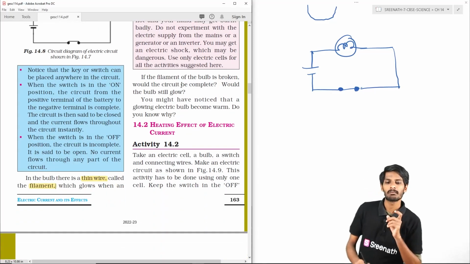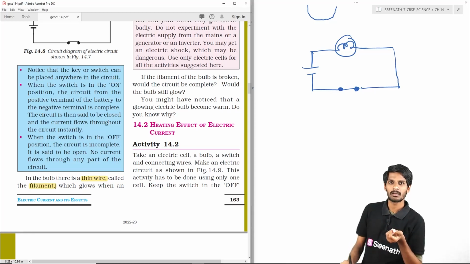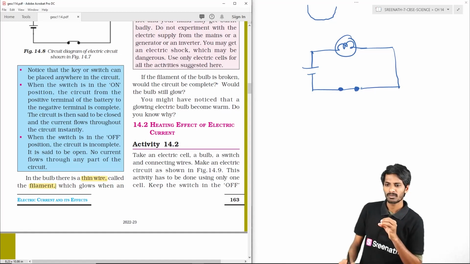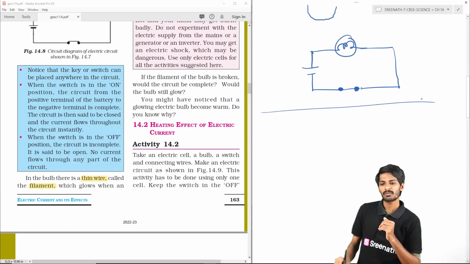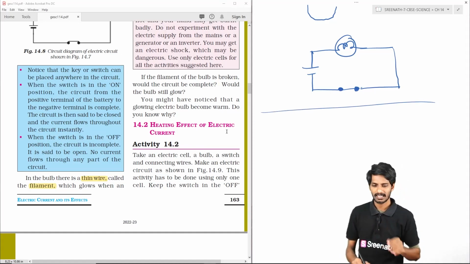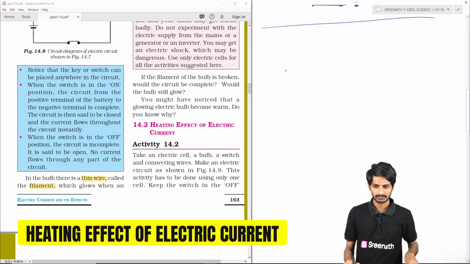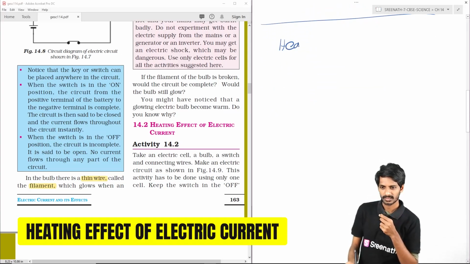Whenever the filament of the bulb is broken, it is not a complete circuit, students. Whenever the filament of the bulb is not broken, it is a complete circuit, but whenever it is broken, it is not complete. So next topic is the heating effect of electric current.